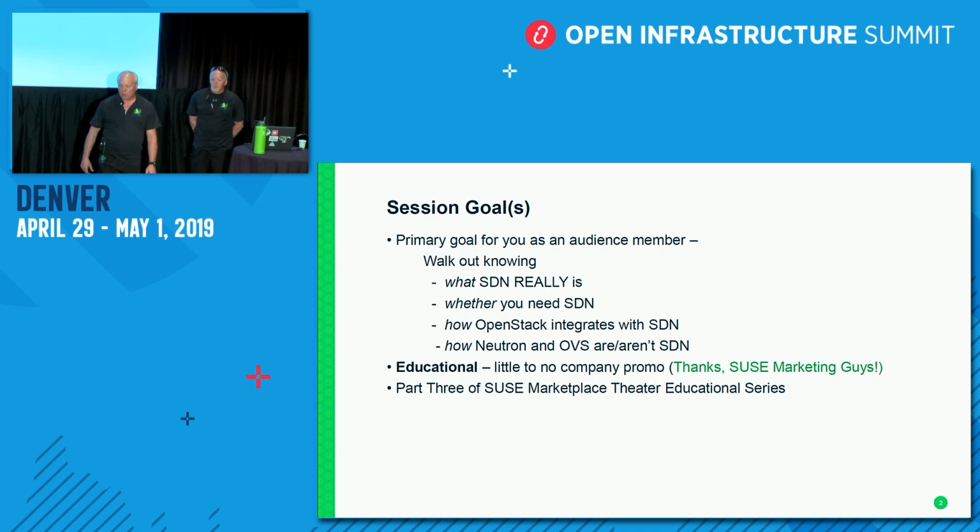So the primary goal for this is really all about walking out of here knowing what you need to know about what an SDN is, whether you need an SDN or not, potentially how OpenStack integrates with an SDN, and also how Neutron and OVS by themselves aren't, OVS isn't really an SDN, and we'll explain that in detail. So we wanted to make this an educational session. Thanks to our marketing guys that allowed us to do this. It's not really a product promotion, but more of trying to get some understanding across about how things work.